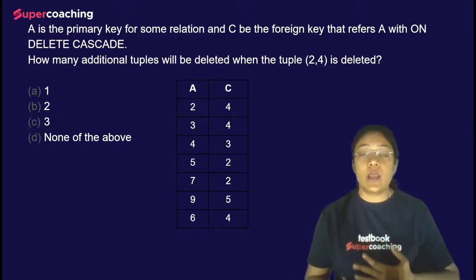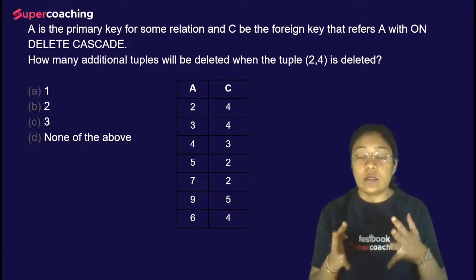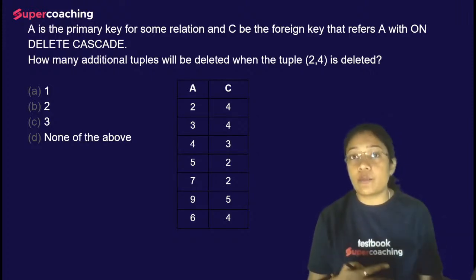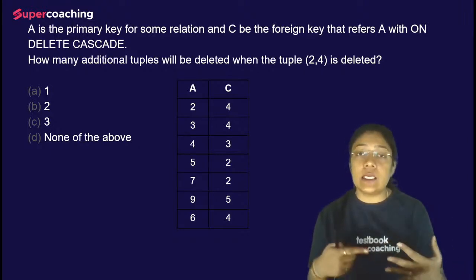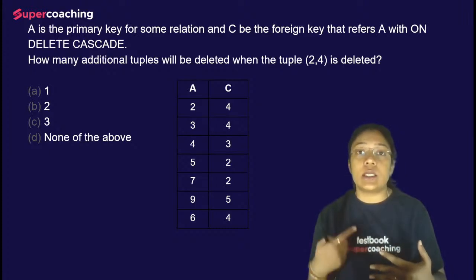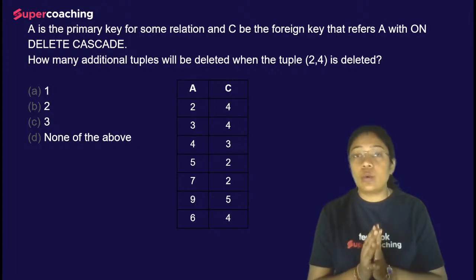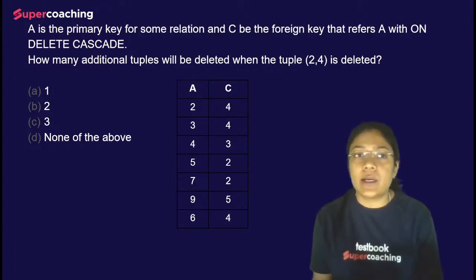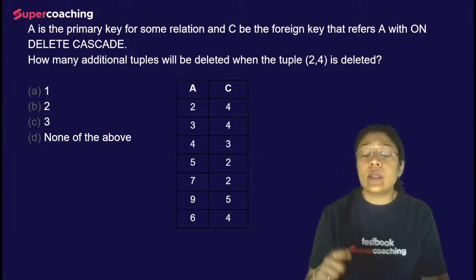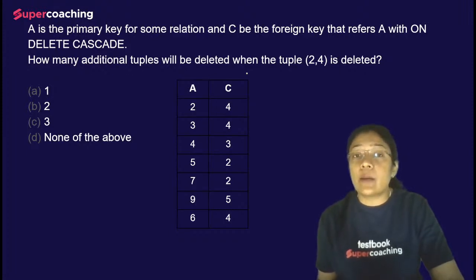So under the keys, we have talked about the simple key, composite key. That means the different types of keys based on the number of attributes. Then we talked about candidate key, super key, primary key, alternate key, and foreign key. Now let's talk about what sort of questions can be asked. Conceptual question हम बोल सकते हैं इसे, theoretical question तो कैसे भी आ सकते हैं. So here we are given one rule and we have to tell how many additional tuples will be deleted when the tuple 2, 4 is deleted.